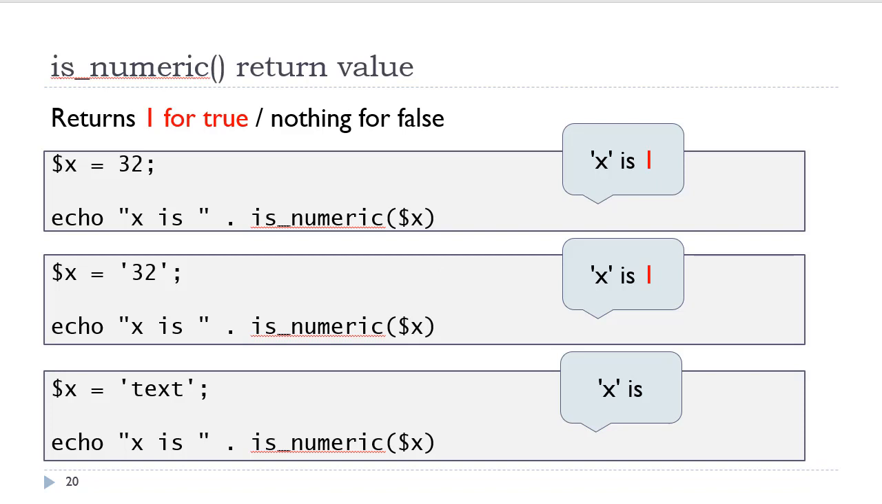The last example, I actually have text, a string text, being stored in this variable. And again, I am echoing my literal, concatenating it with my function, and you can somewhat see that in my output, x is, and then that's it. So the function actually did return nothing. We just can't see it.